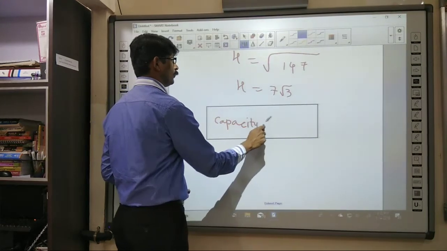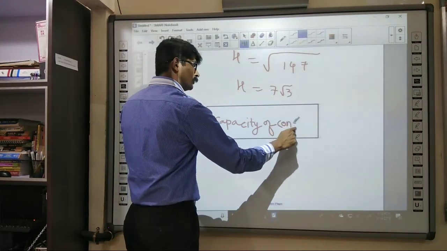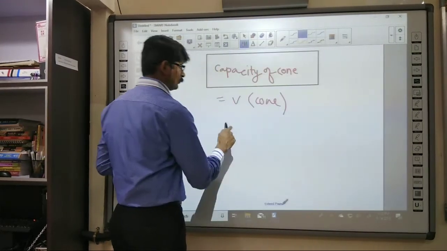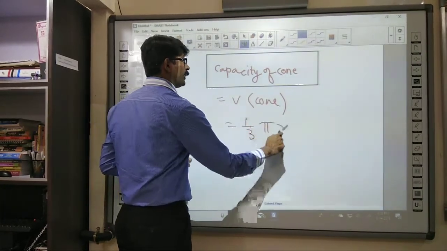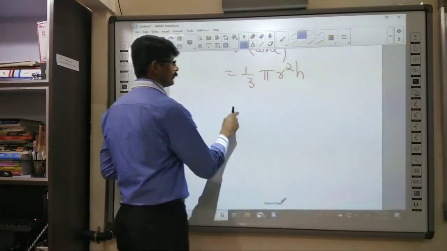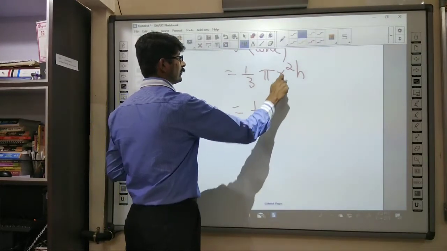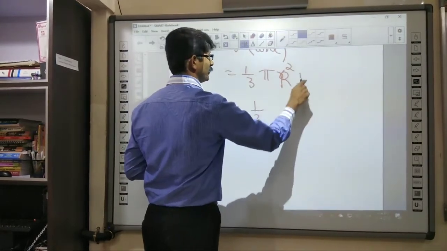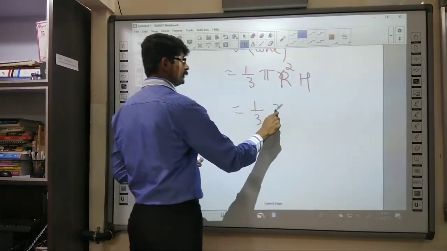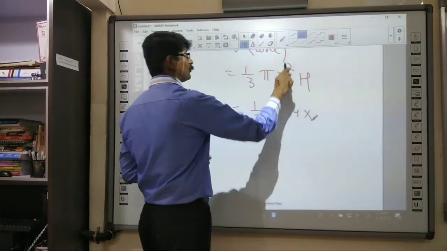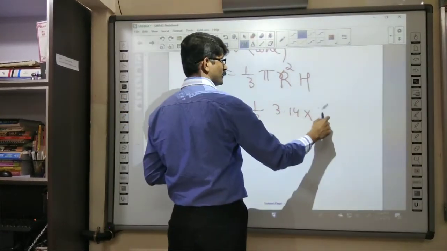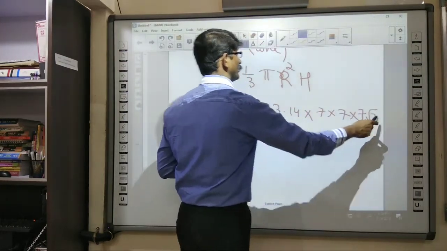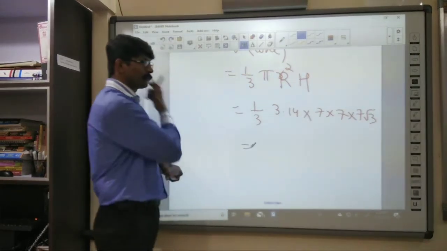Capacity of cone, which is nothing but volume of cone, which is nothing but 1/3 pi r square h. Now we have got everything. I'll write again, this is capital R and this is capital H, otherwise there might be wrong substitution. So pi is 3.14, capital R square is 7 into 7, and H is 7 root 3. Now once you solve everything, this is very simple.